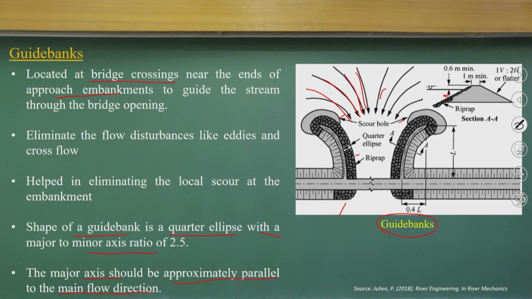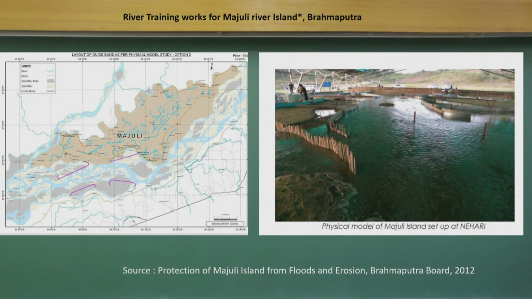The idea is to reduce flow disturbance like eddies and cross flow. So, we should try to lay out a guide bank in such a way that it does not create flow disturbance like eddies or cross flow. Now let us look at how we will have the guide banks.